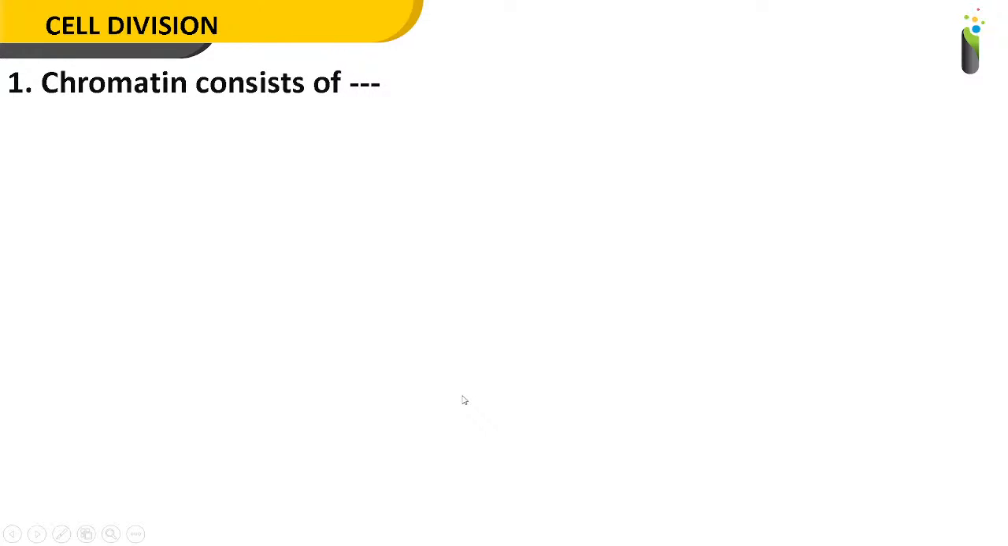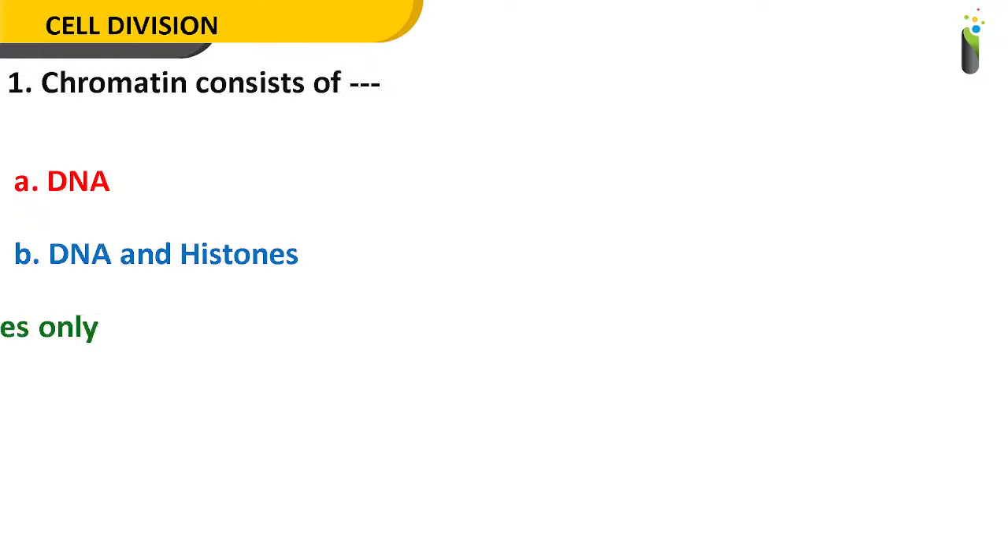Here we start with question number one. Chromatin consists of dash. A. DNA. B. DNA and histones. C. Histones only. D. Nucleotides. Answer me for question number one. Chromatin consists of dash. Yes, the correct answer for this question is B. That is, chromatin consists of both DNA and histones.